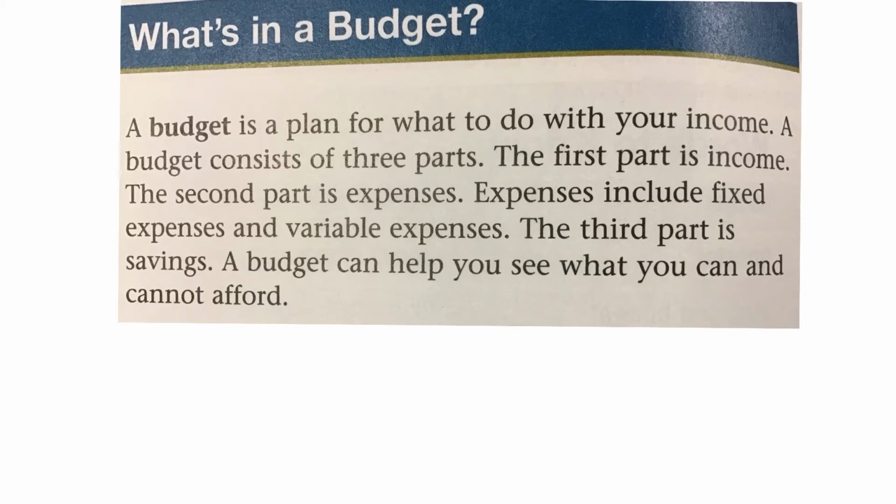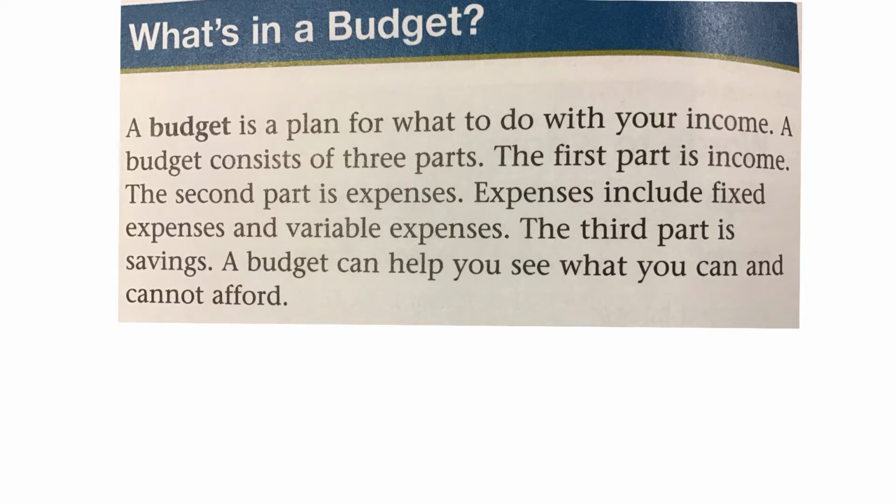All right, here we go, consumer math. The question is, what's in a budget? So our chapter 2 is talking all about budgeting, if you can see in the activity we've been doing the last couple of days. So a budget is a plan for what to do with your income. A budget consists of 3 different parts.